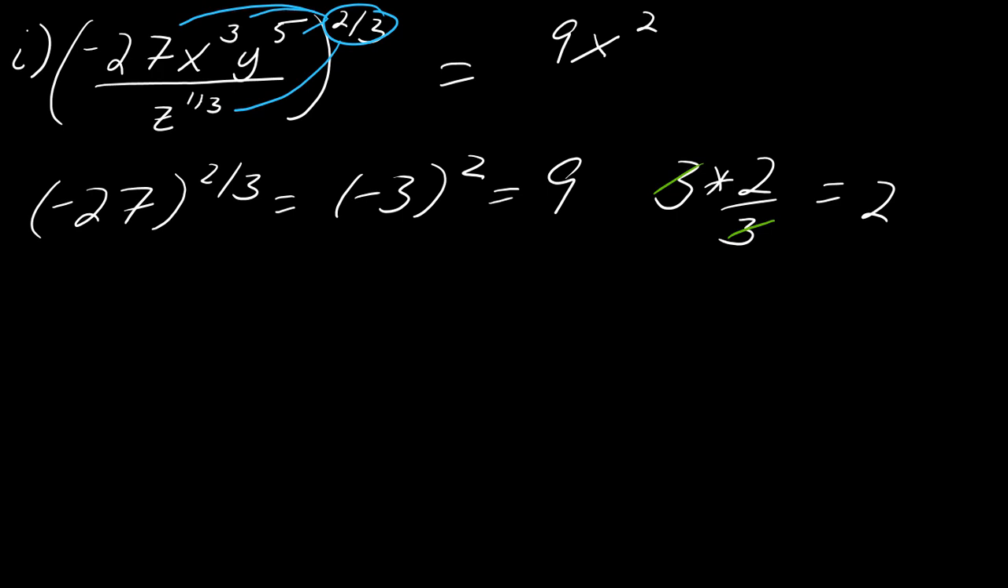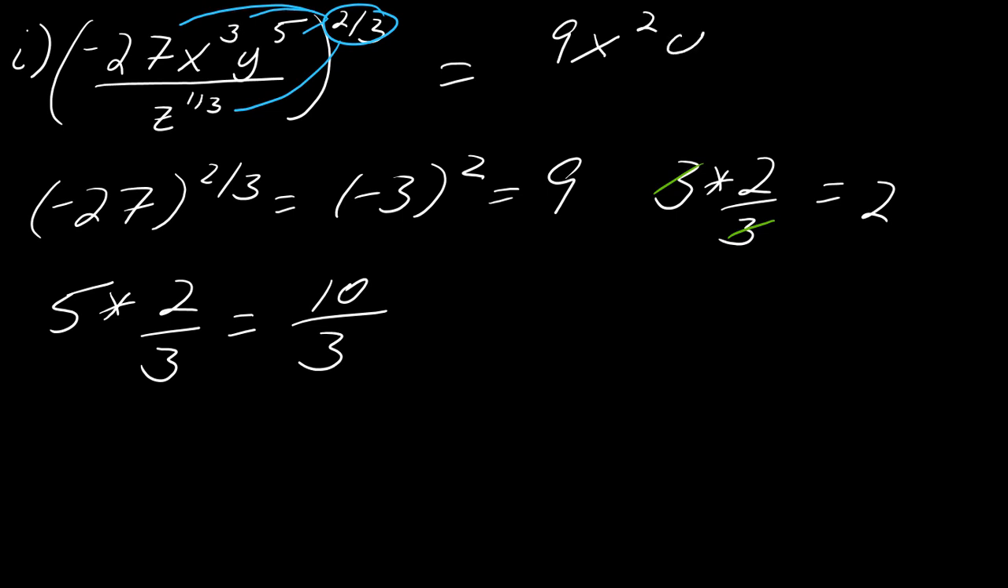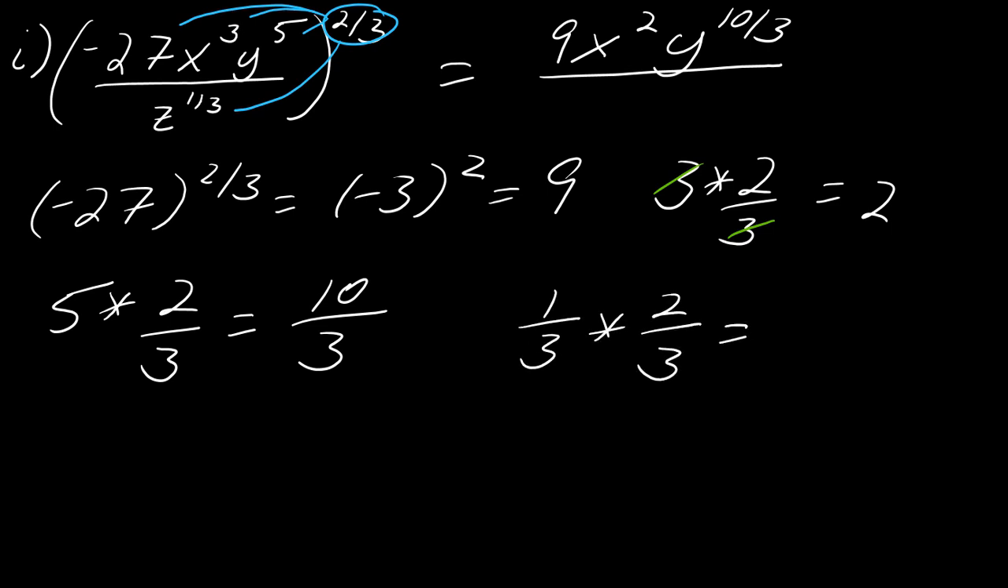Next I have y to the 5th times 2/3, so I'll take 5 times 2/3. This equals 10 over 3, and I can't simplify that anymore. So this will be y to the 10/3. And then finally, I have this z to the 1/3 times 2/3. So this will be 1/3 times 2/3. That equals 2 over 9. So this will be z to the 2 over 9. And so that'll be the solution for that one.